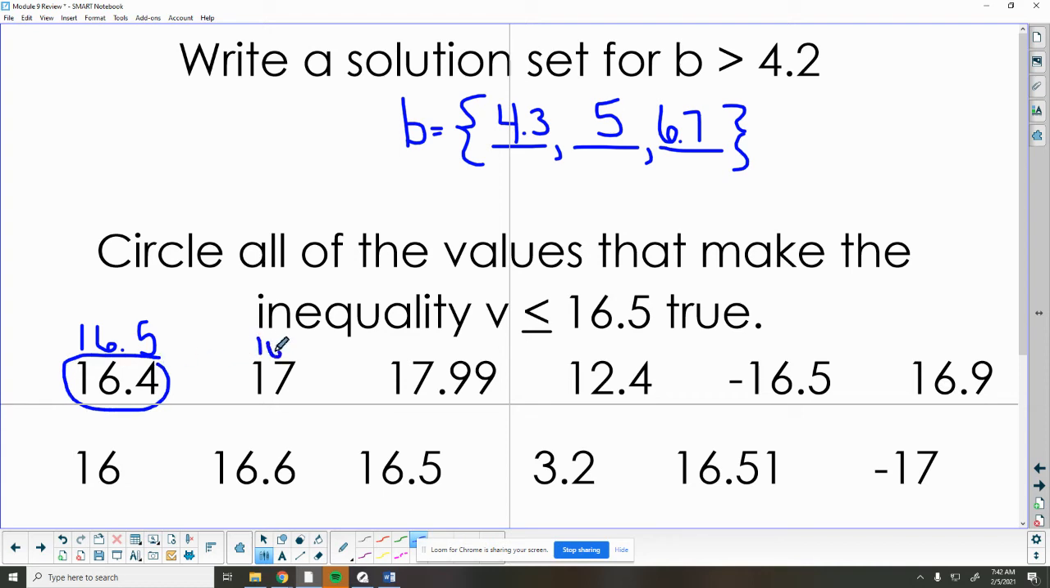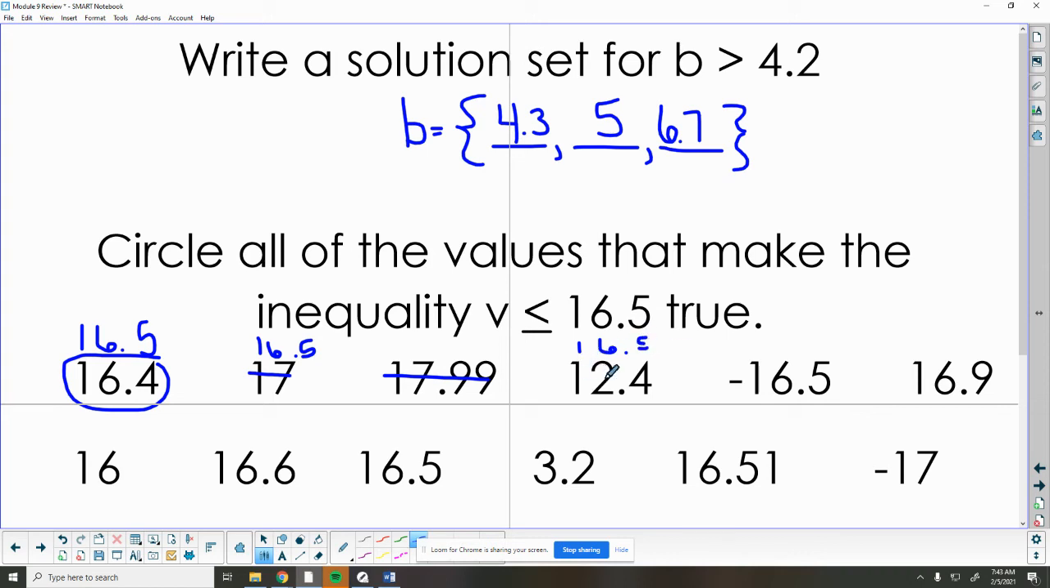So here I have 16.5, same, oh, that's bigger. So that is not going to make that be true. 17 is not smaller than 16.5. So 17.99, well, if 17 can't, then 17.99 can't. So I want you to go through and see if you can find the rest of them and then come back and let's check.